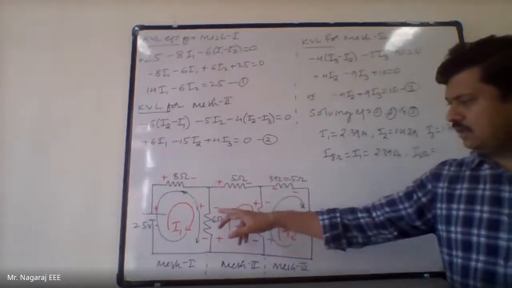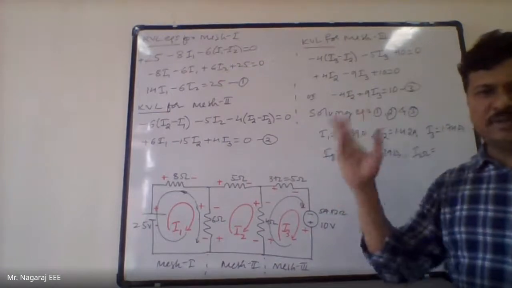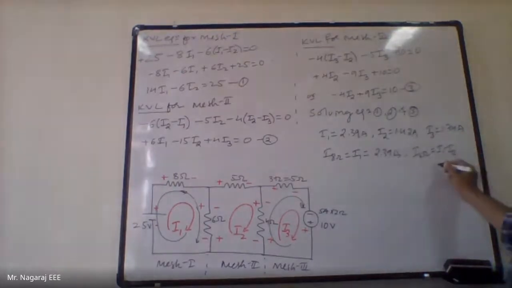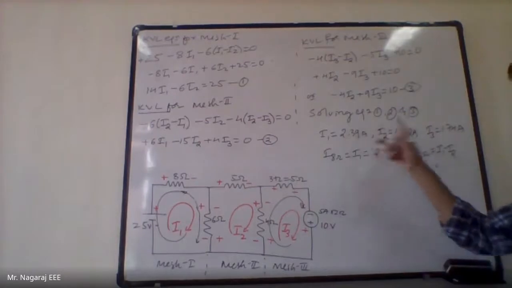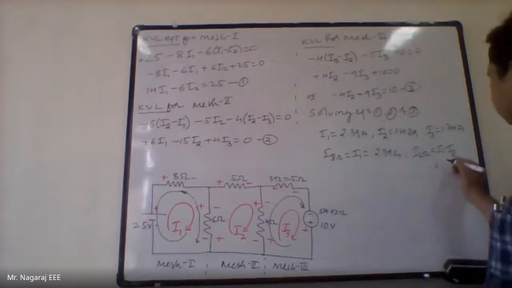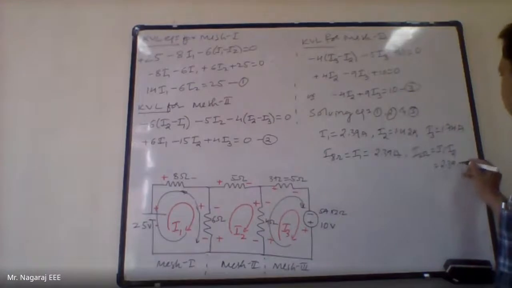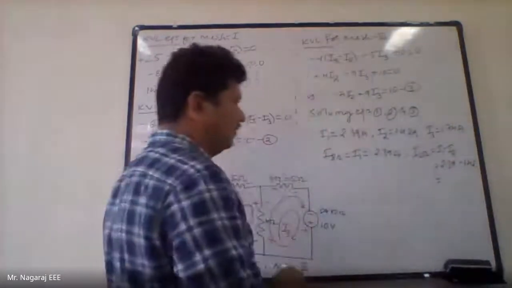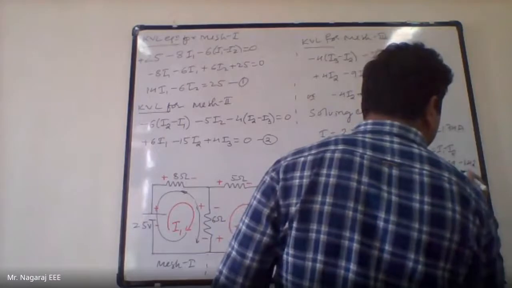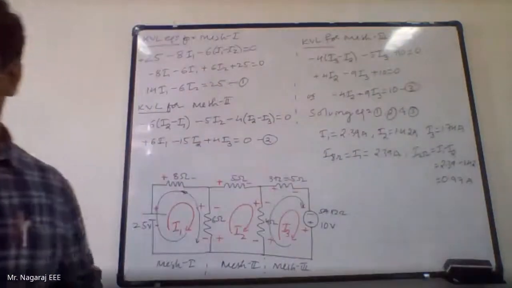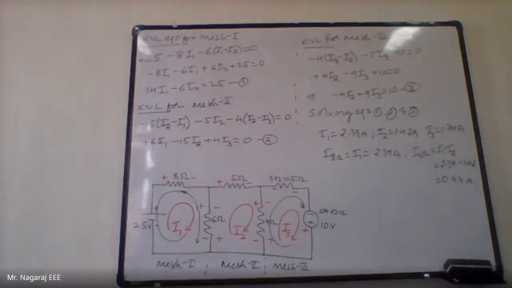Now what is the value of current in 6 ohms? It should always be the higher value minus the lower value, obviously. So in 6 ohm, it is I1 minus I2. I1 is larger than I2, therefore it is I1 minus I2. If I2 was greater than I1, it would have been I2 minus I1. Simple. So 2.39 minus 1.42 is equal to 0.97 amperes. Okay, 0.97 amps.